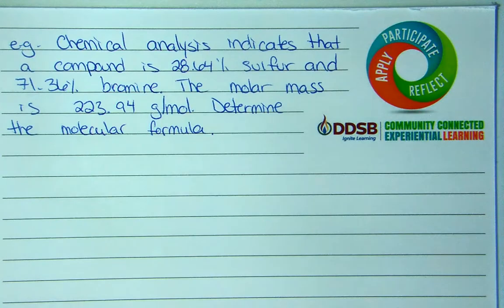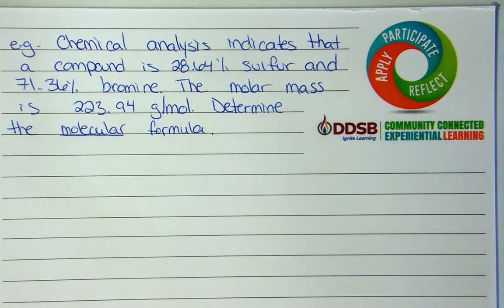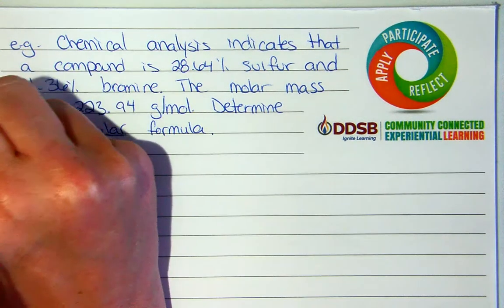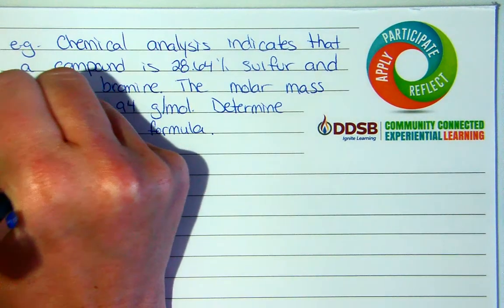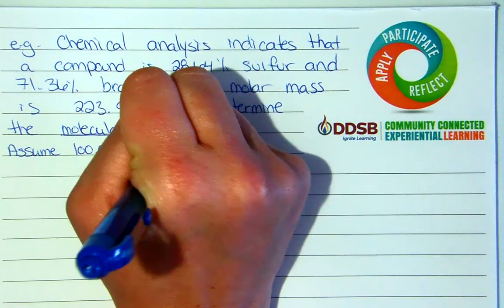Chemical analysis indicates that a compound is 28.64% sulfur and 71.36% bromine. The molar mass of this unknown compound is 223.94 grams per mole. I want you to find the molecular formula. To do that, though, we have to do the empirical formula first. And of course, we are assuming 100 grams. Do you have to write this every time? Yes, you do.